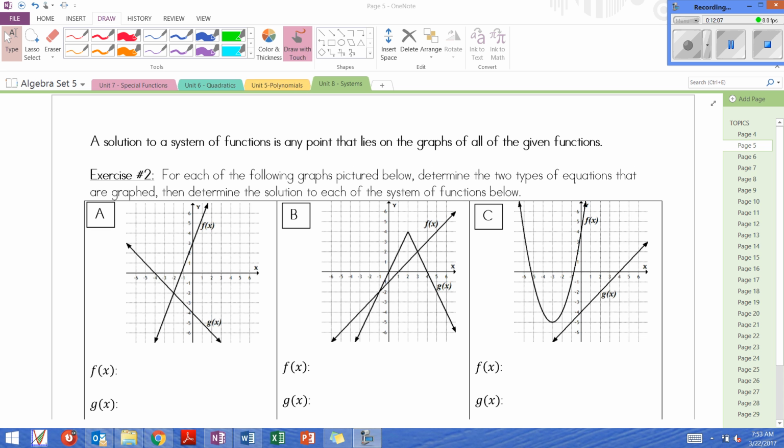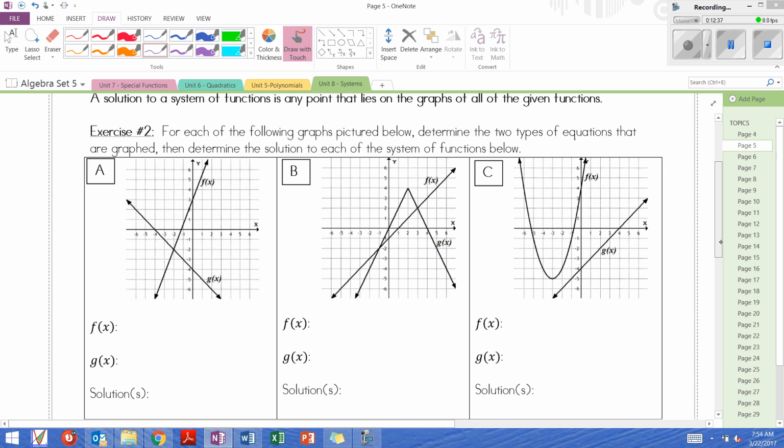Okay, so now that we've talked about solutions to functions, let's talk about solutions to systems of functions: more than one function graphed on the same grid. So exercise 2 wants us to first identify the 2 different types of functions. We're just going to write out the names. So is it linear, quadratic, exponential, and so on. And then we are going to determine the solution to the system. Sometimes there's more than one, sometimes there might not be any.